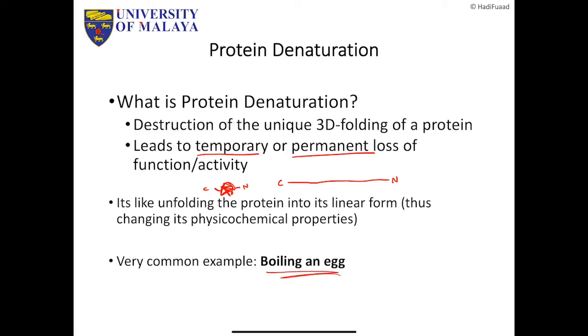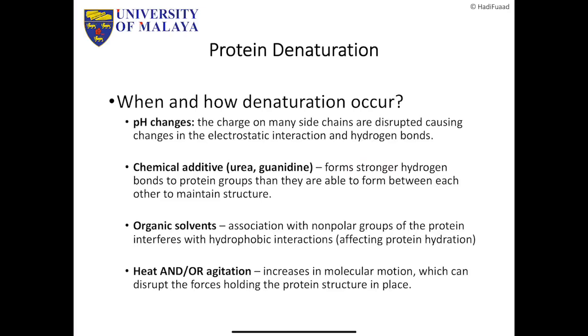So you have an egg. If you just break it, the albumin is colorless, right? It's transparent. But once you boil it, you put it in heat, what you are doing is actually you denature the albumin, thus it changes. So the physical property changes from transparent and a bit jelly-like to become more of a solid and white. Okay, that's denaturation. So when and how can denaturation occur?